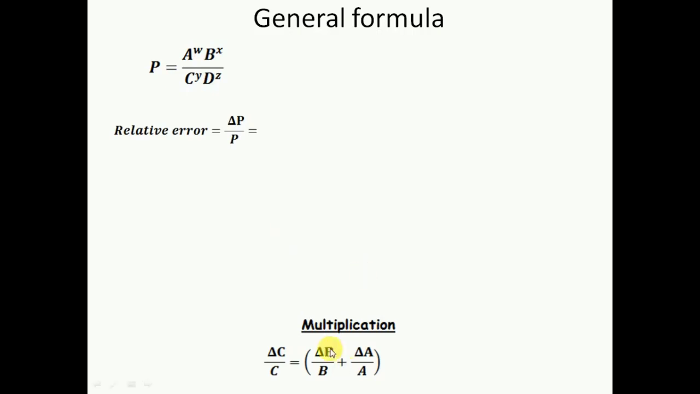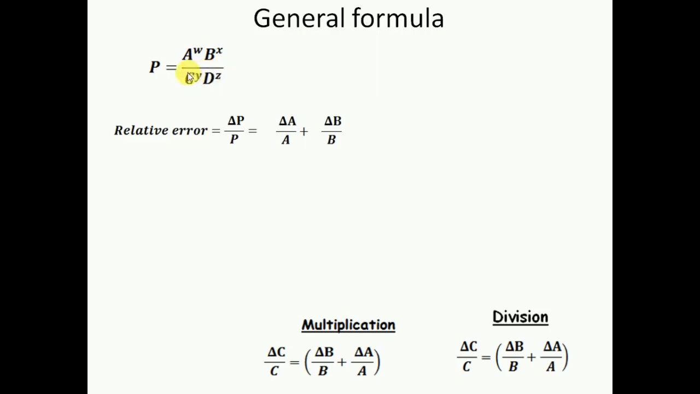So now let's derive the general formula. Suppose I have P is equal to A to the power W into B to the power X divided by C to the power Y and D to the power Z. Now I have to find the percentage error of this. So first I can see is multiplication of A and B. So in multiplication we already know the errors get added. So out here you can see delta P by P is delta A by A plus delta B by B.